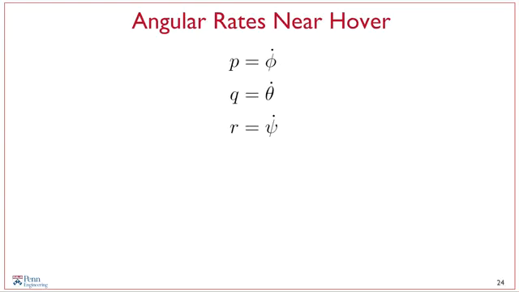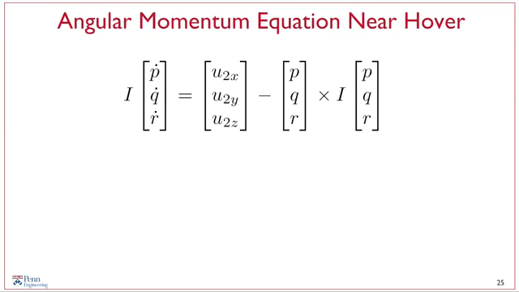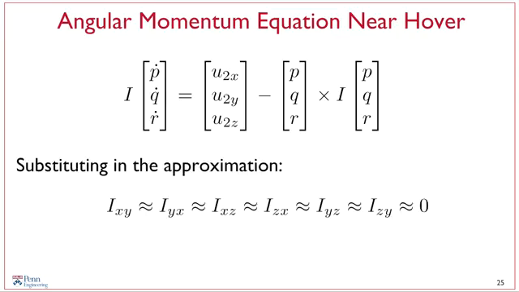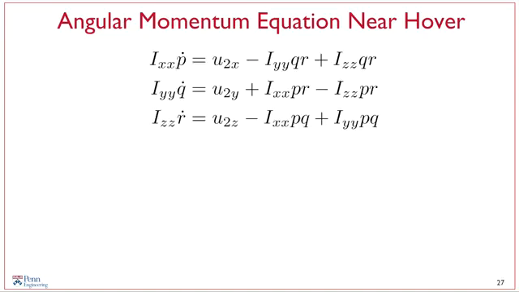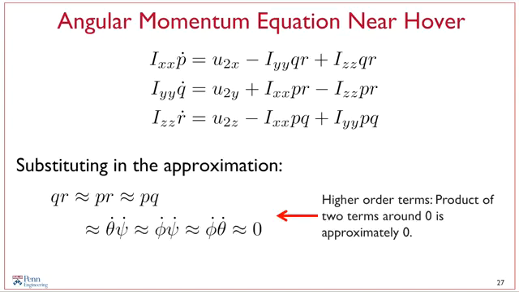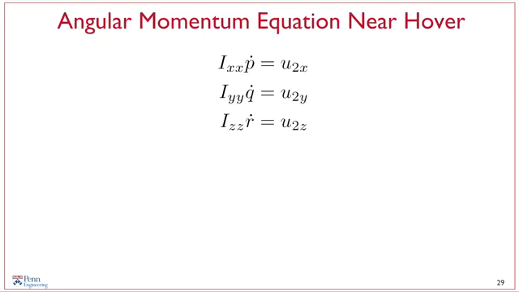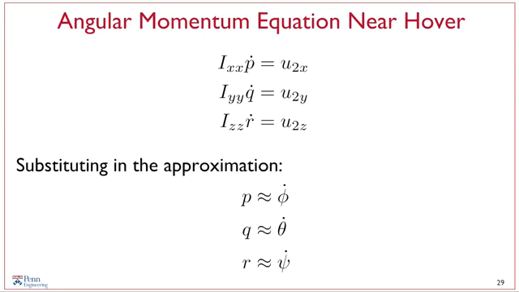Finally, consider the angular momentum equation. First, we approximate the off-diagonal inertia terms as close to 0. This allows us to simplify the inertia matrix. Performing the matrix multiplication gives us the following set of equations. We saw earlier that around hover, p, q, and r are approximately phi dot, theta dot, and psi dot, respectively, and are therefore also close to 0. The product of any two angular velocity components can then be approximated as 0. This gives us the following set of equations.